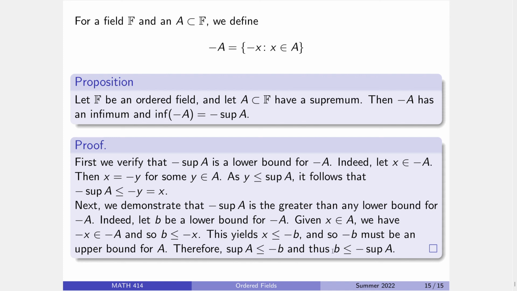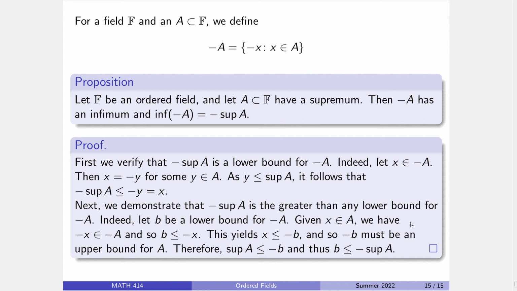All right, we negate across the inequality. The negation of a negation is the original, and now we've got that b, which is a lower bound for A, is less than or equal to negative sup A. So negative sup A is a lower bound, and it's bigger than every other lower bound, so it has to be the greatest lower bound, so it's the infimum. And that's it. Proof's over.